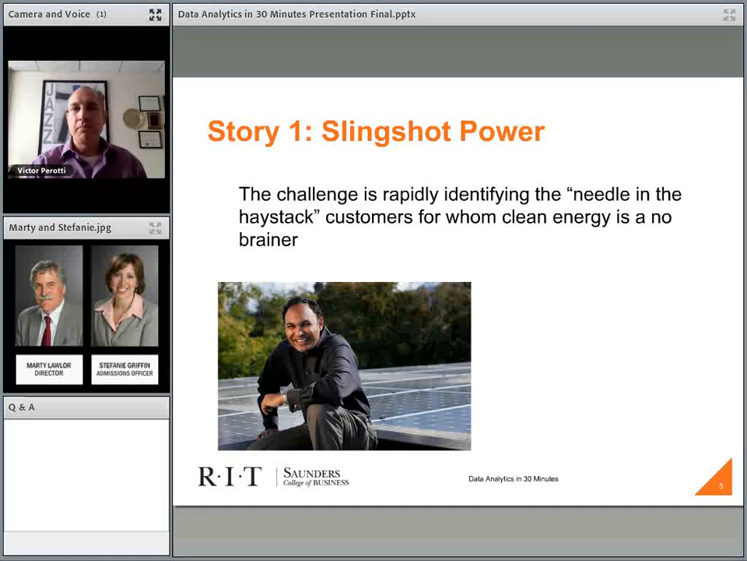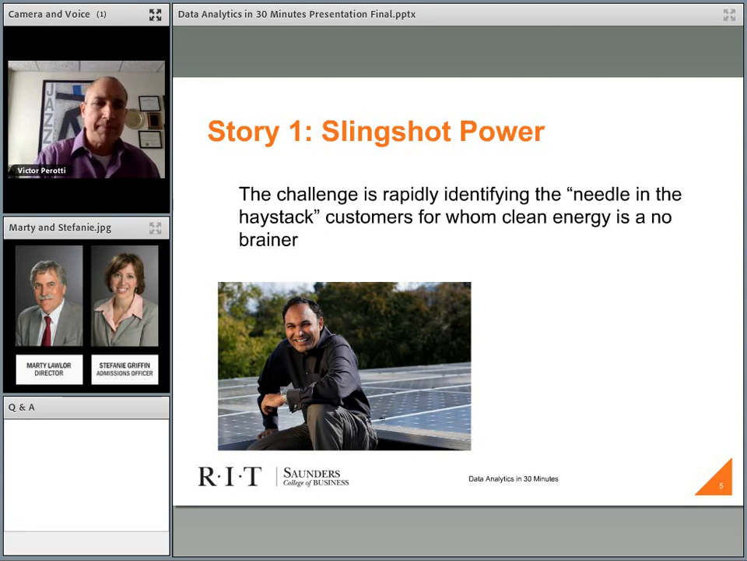Slingshot Power also has the problem, once they find these customers using this big data solution, of educating them. They can use the power of this technology to make instantaneous analyses of how quickly someone will be paid back for their investment, given their energy usage, their current electric bills, and more. So Slingshot Power is competing with much larger and better established companies all over the United States simply by using data to find customers and educate them.